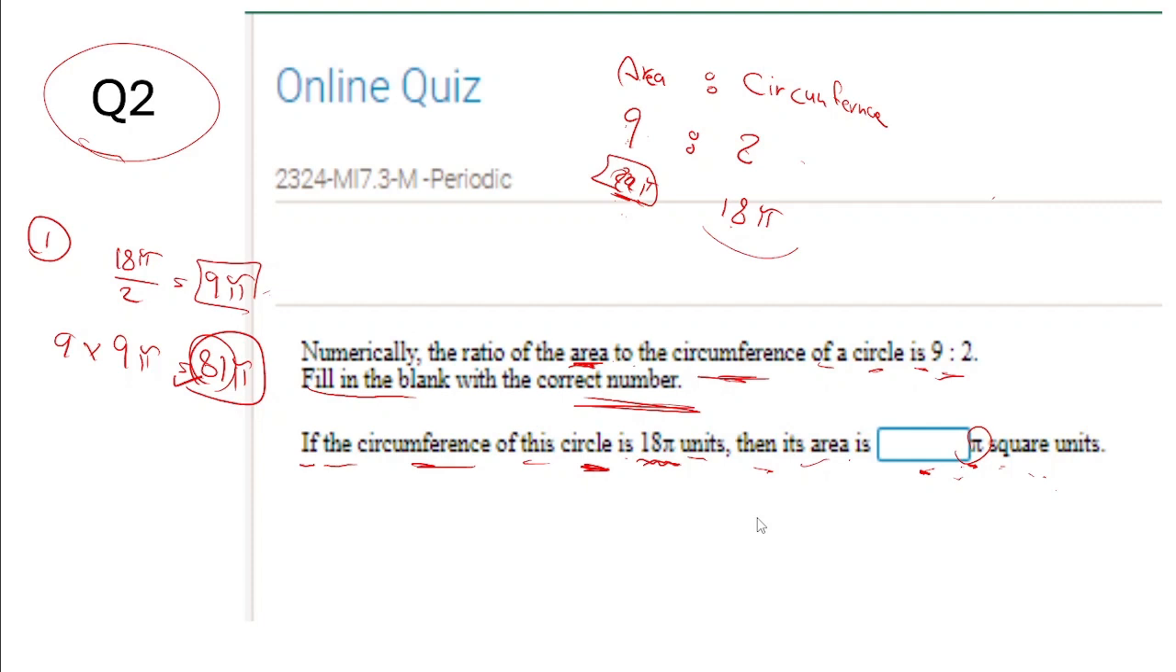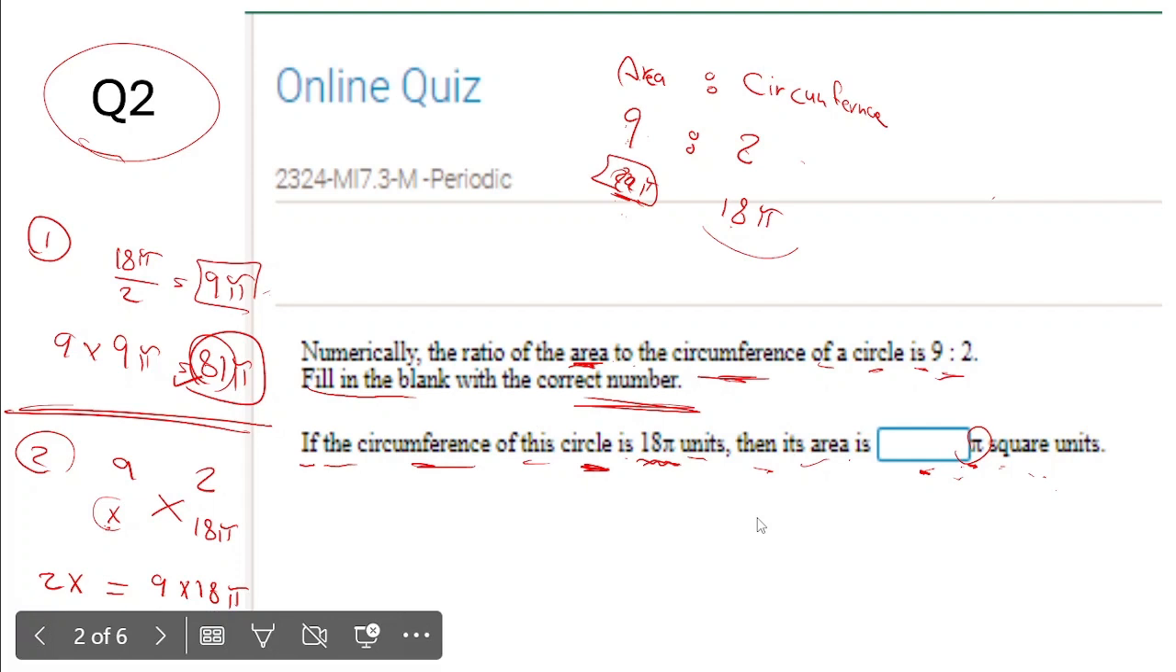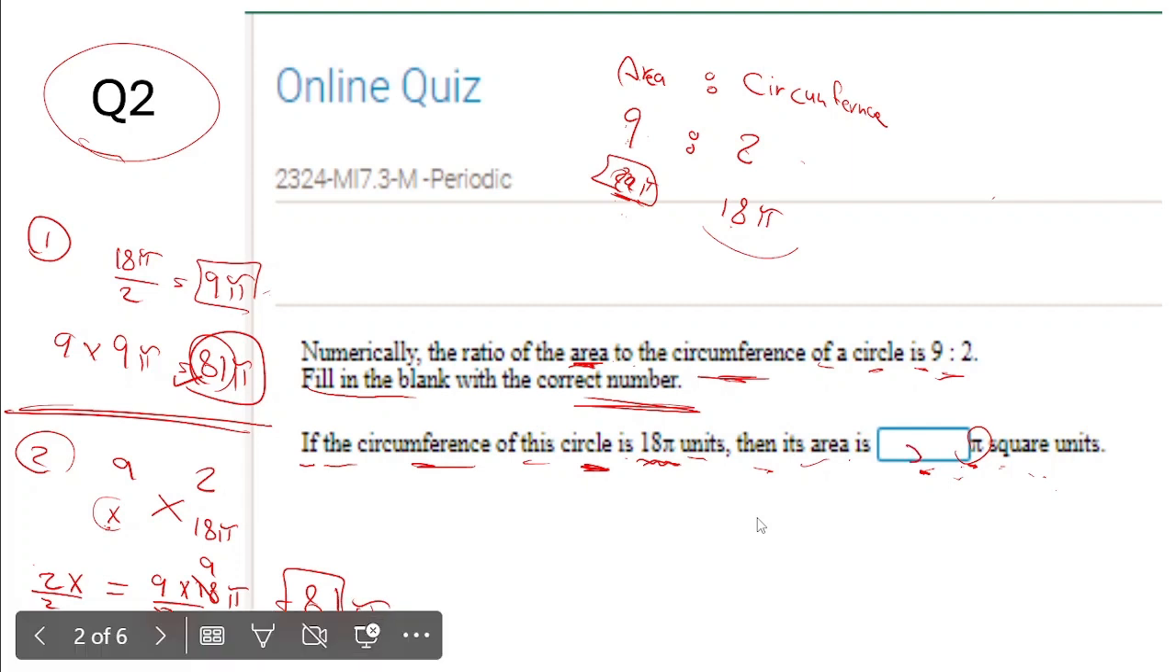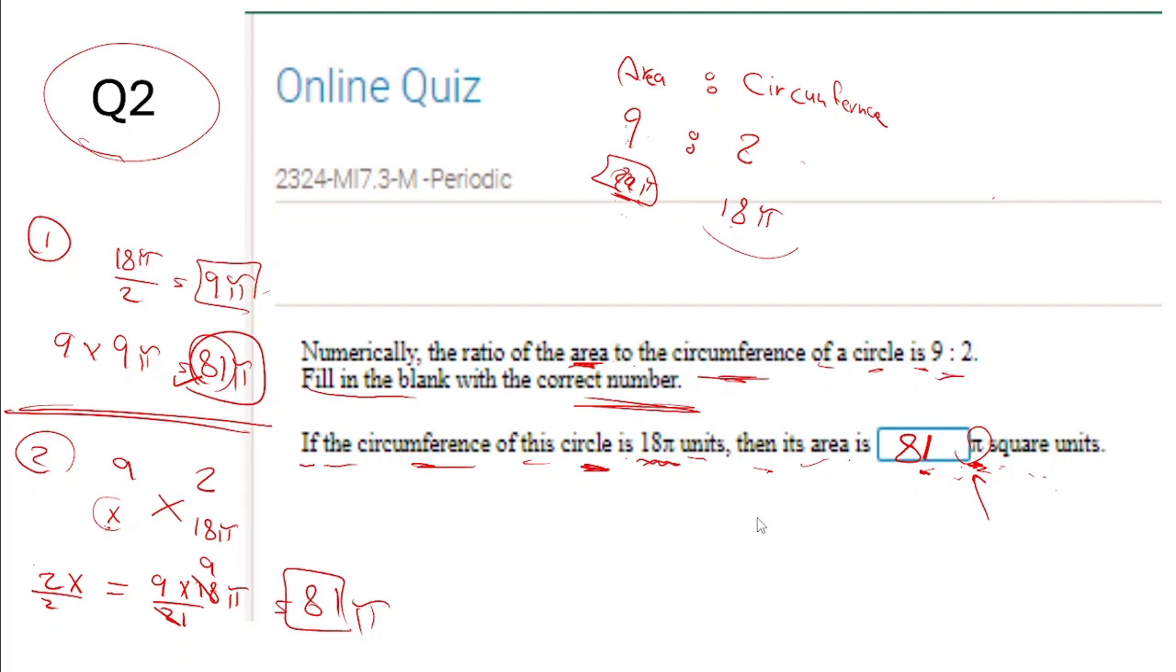Right? Now, the other way, I have here 9, 2. For example, this x, I need the area, and I have the circumference here, which is 18 pi. Cross multiplication, so it will be 2x equal to 9 multiplied by 18 pi, right? Okay, divide by 2, divide by 2, here 2 over 2 is 1, 18 divided by 2 is 9, so it will be equal to 81 pi. So the answer here would be 81, and he already gave me pi before.